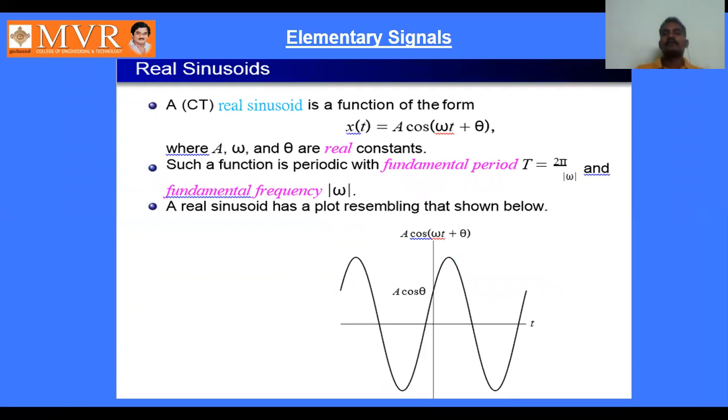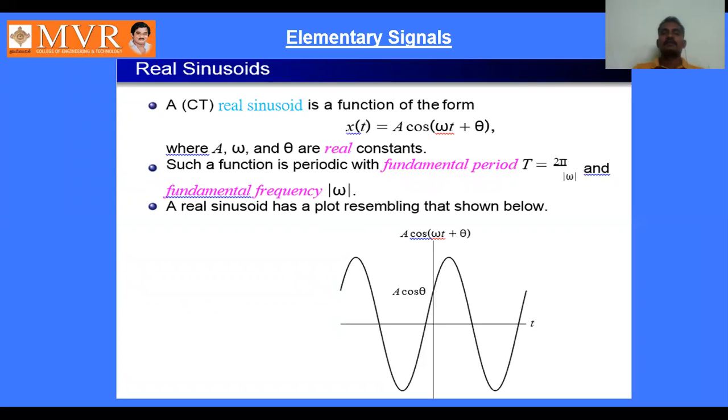Next, coming to the elementary signals. What are the elementary signals? These are also named as basic signals. The first one is real sinusoids. How is the real sinusoid defined? A real sinusoid is a continuous time signal. As we already know, a continuous time signal is continuously flowing from minus infinity to plus infinity.